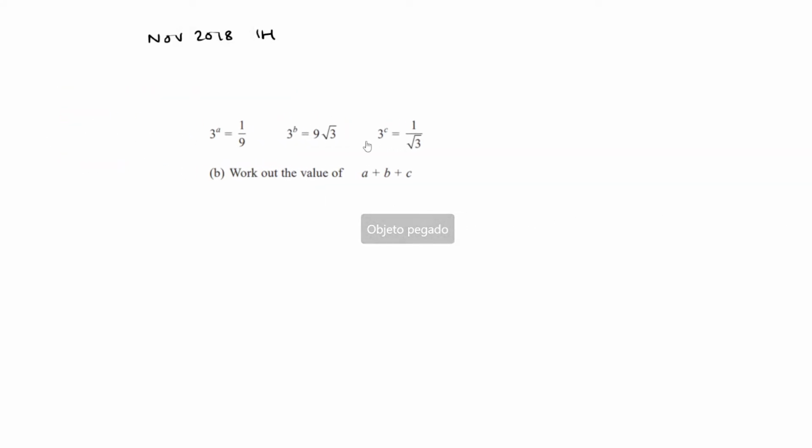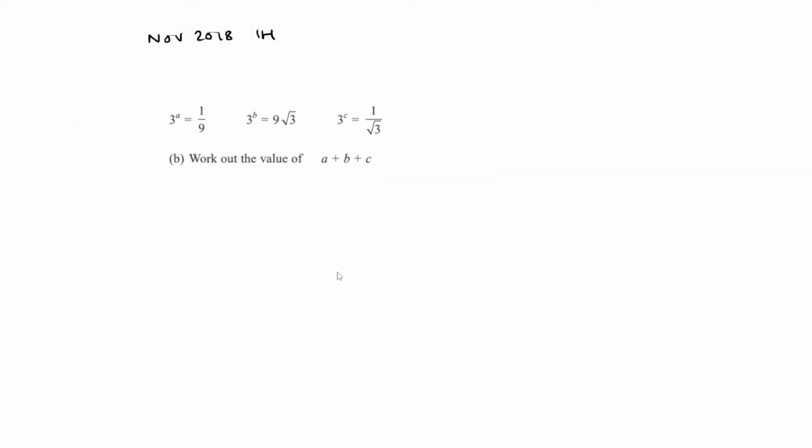So, okay, there we go. Part B. This was question 14 for anyone who wants to know. Okay, so they've obviously given us 3 to the power of a is 1/9, 3 to the power of b is 9 root 3, 3 to the power of c is 1 over root 3. We need to work out the value of a plus b plus c. So, hopefully you're happy with negative and fractional indices generally. For example, part A, you know how to do that.